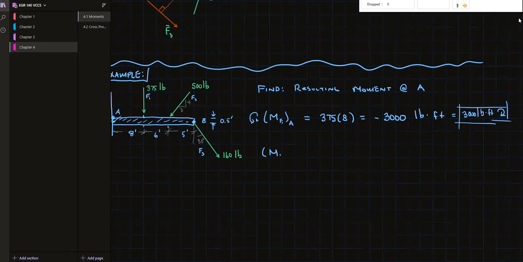Okay, the moment of F2 about A. So F2 has two components. One component is here, the perpendicular to A, and the other component is in this direction. So the force is applied here, so it's really in this direction along this line. And you can see there is no moment arm because that goes through A. So we only have to worry about the first component.